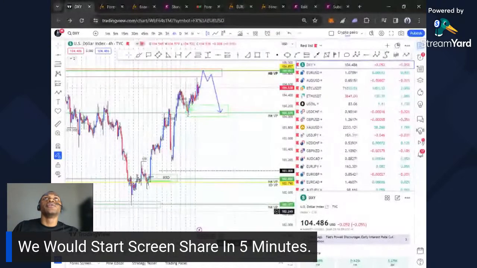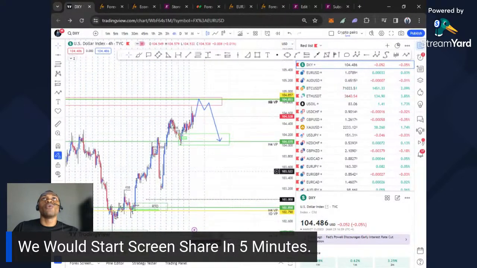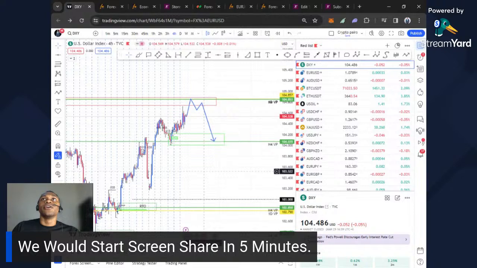Okay, terrific. So currently I have shared my screen and we're looking at DXY, which is the strength of the dollar.